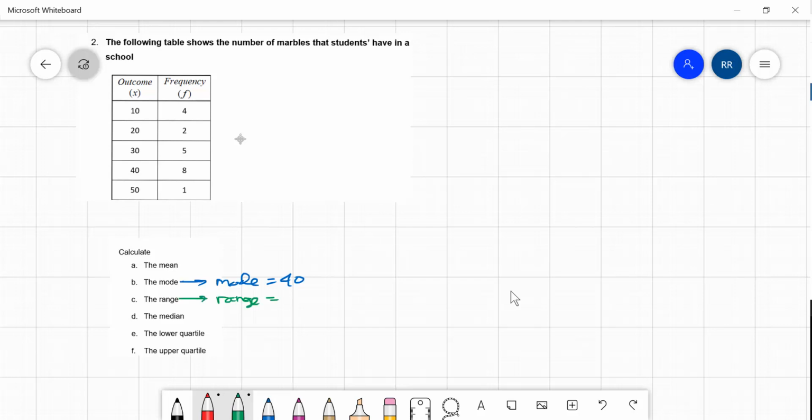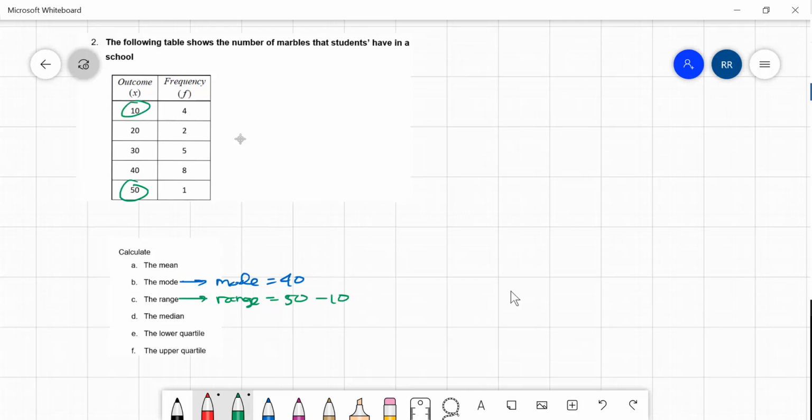The range is also easy because we know that the highest value is 50 and the lowest value, sorry, the lowest outcomes and the highest outcomes in here. So be very careful, guys. You need to focus here, right? And in terms of the value of the data, the range is going to be 50 minus 10. So 50 is the maximum value of the outcomes and 10 is the minimum value of the outcomes.